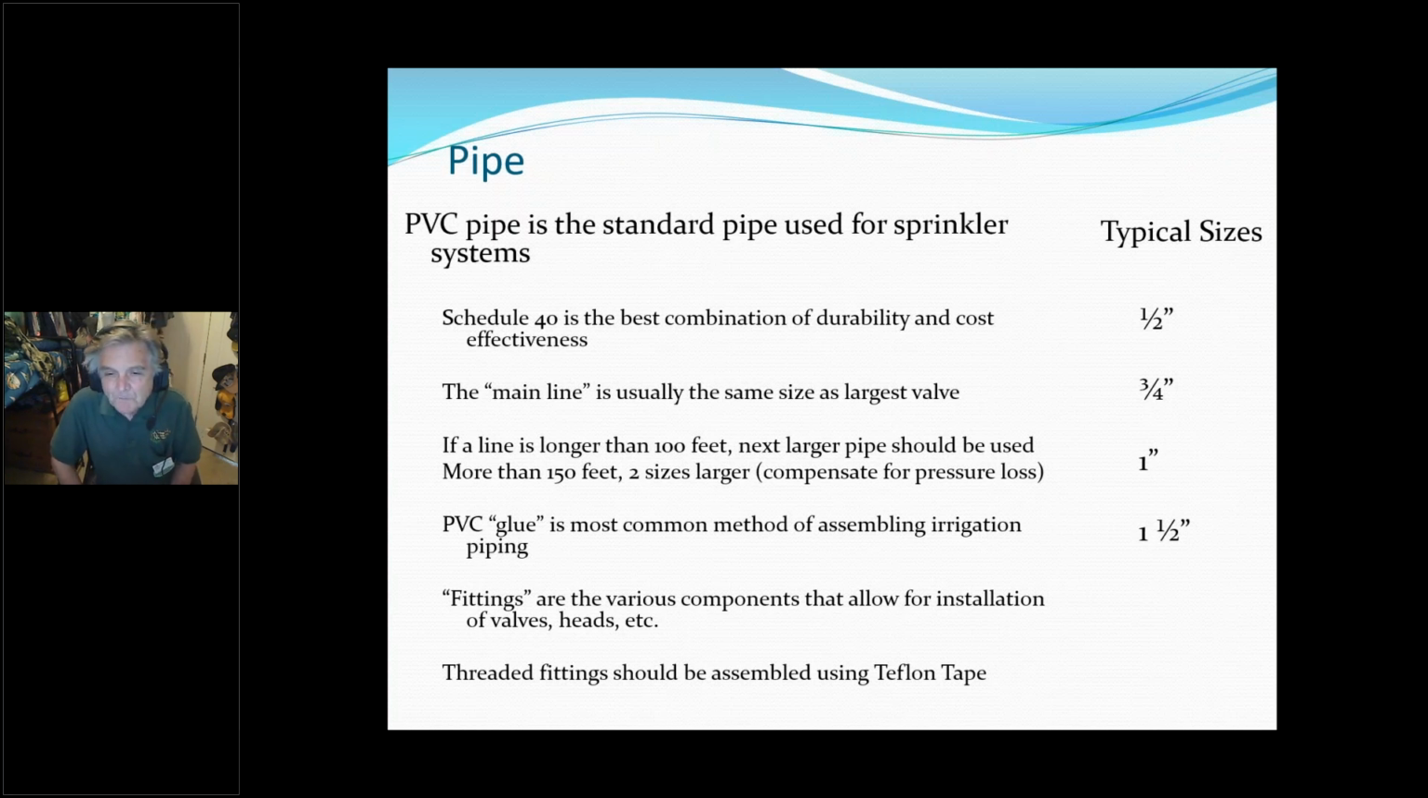Now then there's the glue. And this is how you assemble the pieces. The pieces just fit right together and you glue them. And there are various fittings for making turns, for teeing off, or for just joining the pipe together. The threaded fittings would be at the valve and at the sprinklers. And for those, you would use Teflon tape.